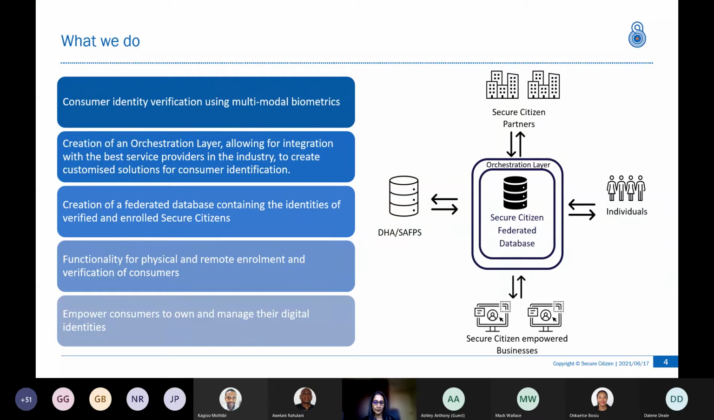We have the ability to enroll and verify consumers in bricks and mortar physical locations or remotely using the consumer's own device. This flexibility is important in these dangerous COVID times and also provides a convenience factor to both the business and the consumer. Consumer empowerment is at the core of our business. We believe that it is everyone's right to own, manage, and understand their digital identity.